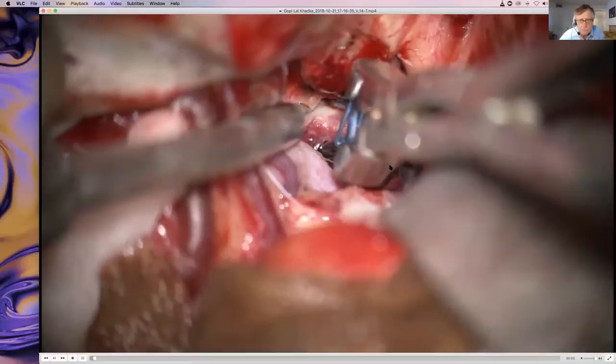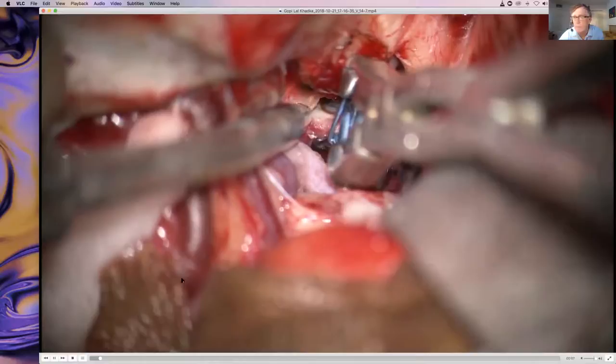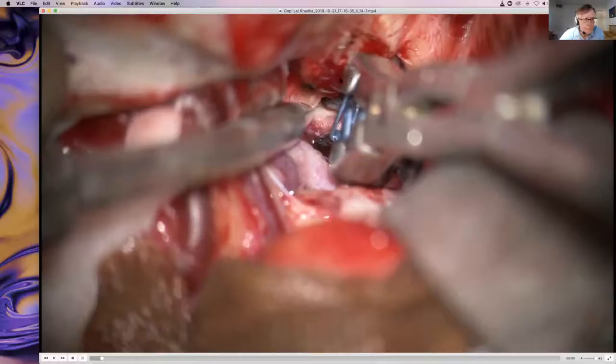Yes. Now I have clipped the IC bifurcation. Now I'm going to go for the posterior communicating aneurysm. So first thing first, what I did was I cut the tent here. I took a little bit of antideclinoidectomy intradurally. I generally do not do it intradurally. I don't like intradural antideclinoidectomy. I generally do antideclinoidectomy only extradurally. Even if it is an aneurysm, I do it extradurally.